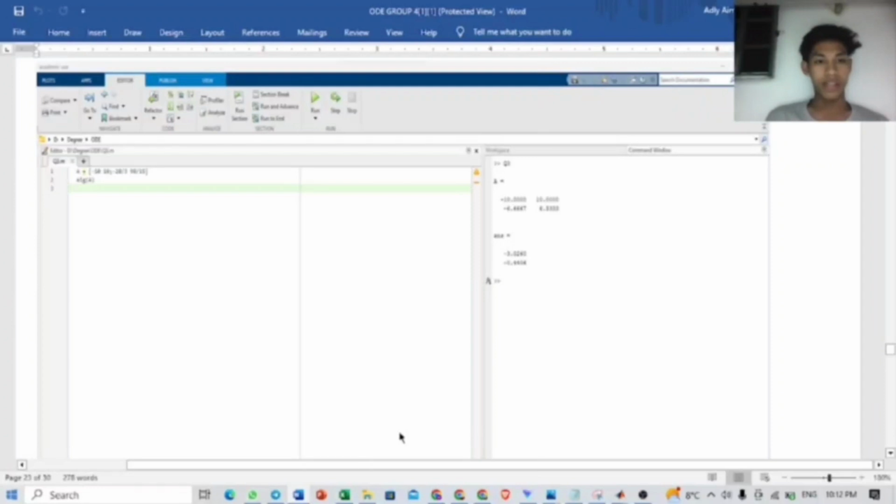So for this line, the line A equals negative 10 and 10, this is the matrix defined, a 2 times 2 matrix A, and in the line eigA, we calculate the eigenvalue of matrix A using the eig function. So the eigenvalues are scalars that correspond to the roots of the characteristic equation of the matrix.